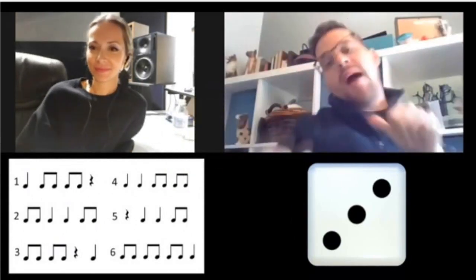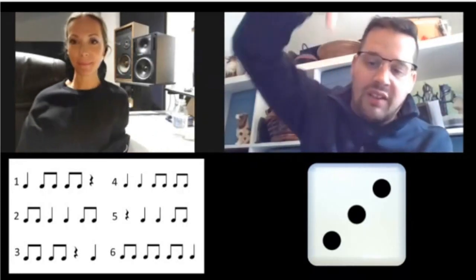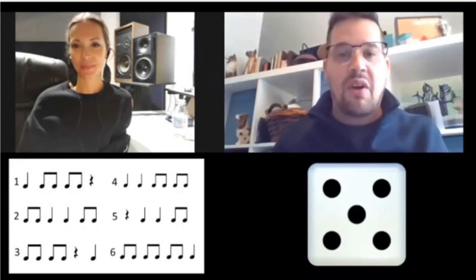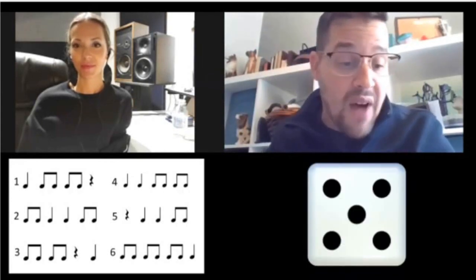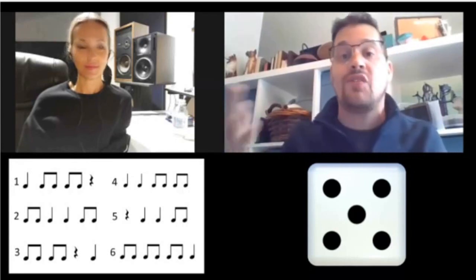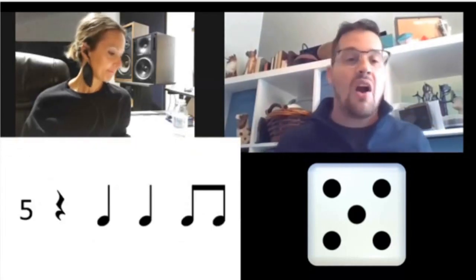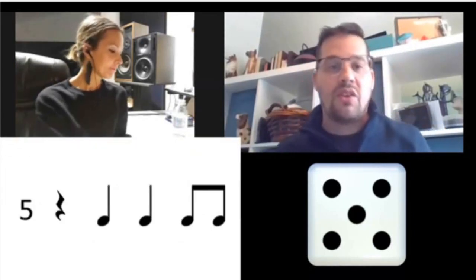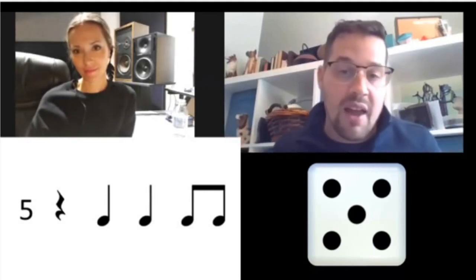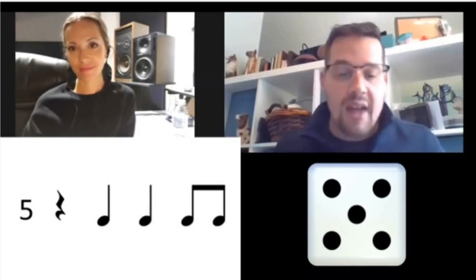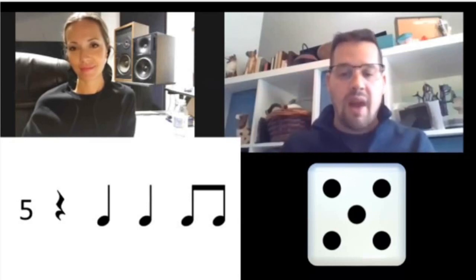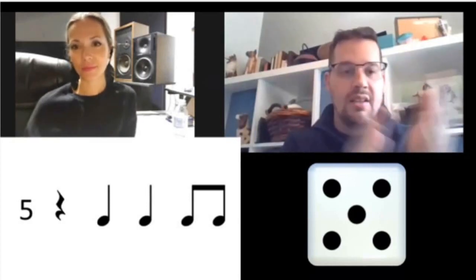Now it's time for my team to go. If you joined Mr. TDS's team, here we go. Dice rolling time. We also got rhythm number 5, and rhythm number 5 is probably the hardest rhythm because it starts with a rest. And starting with a rest is one of the hardest things to do in music because we want to get going right away. So ready, set, here we go. Rest, ta, ta, ti-ti.